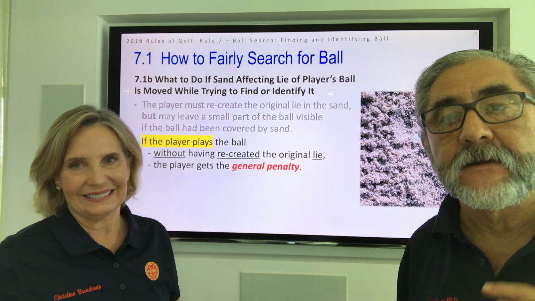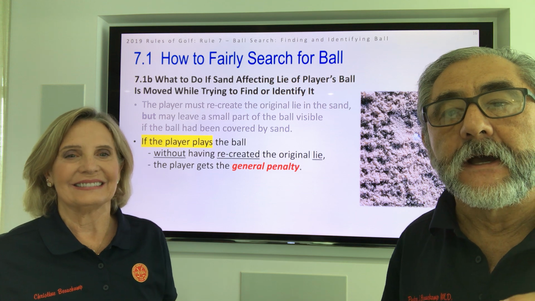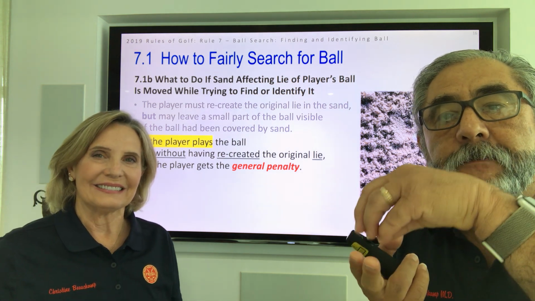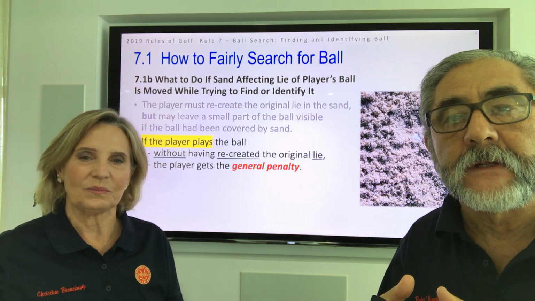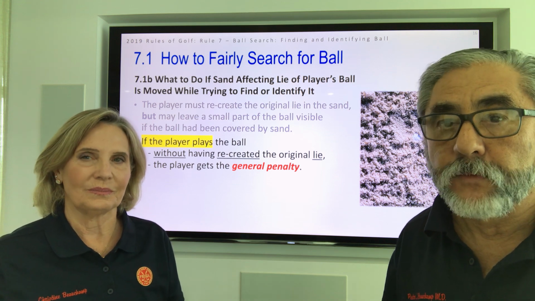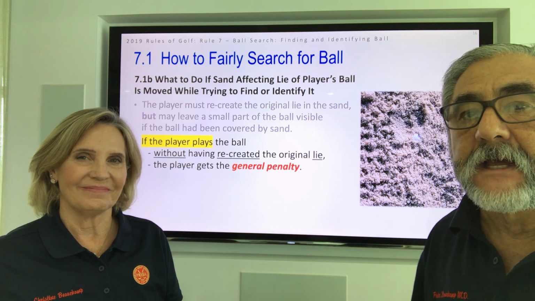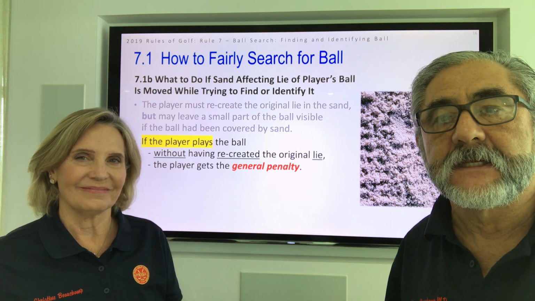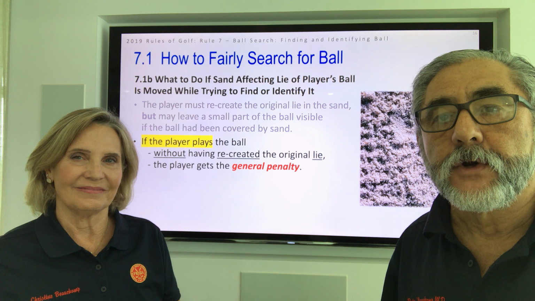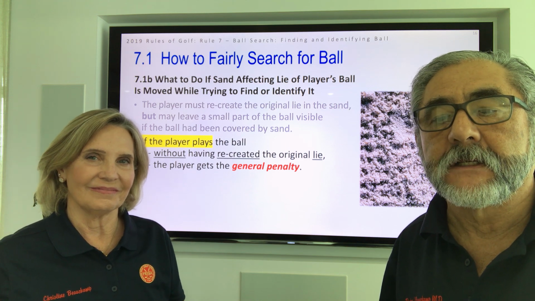However, the penalty arrives when we replace that ball but we put it on top of nice sand. We don't recreate our lie. Then we're playing from a wrong place because that wasn't the place our ball was at. And we will be getting the general penalty, which is 2 strokes or loss of hole if we're playing match play.